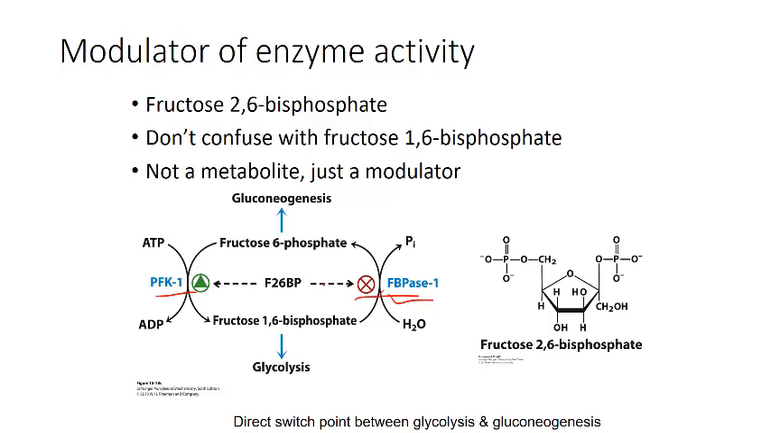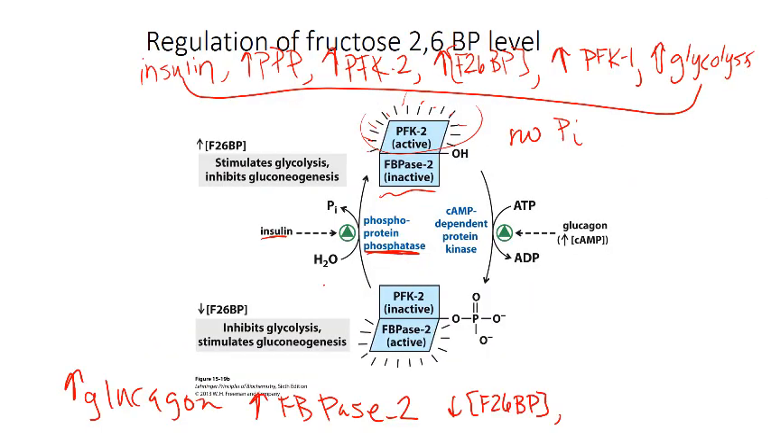So if we're taking away the thing that is inhibiting FBPase1, what's going to happen to the activity of FBPase1? It's going to increase. So we're going to be increasing the activity of FBPase1. And if we inhibit the activity of FBPase1, which pathway is favored, glycolysis or gluconeogenesis? The answer is on the slide. Gluconeogenesis. Okay.